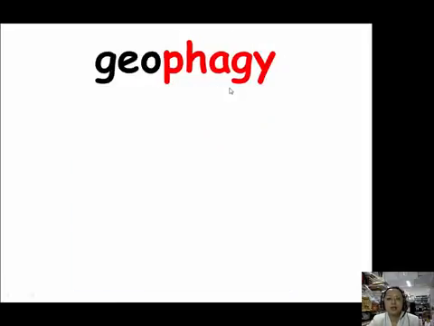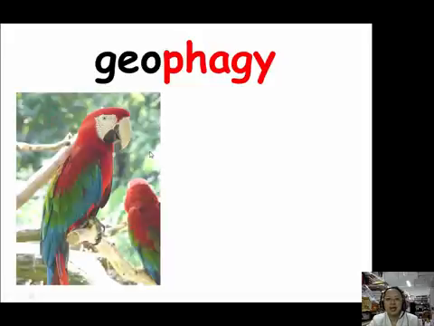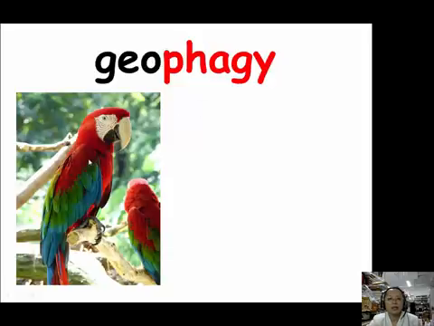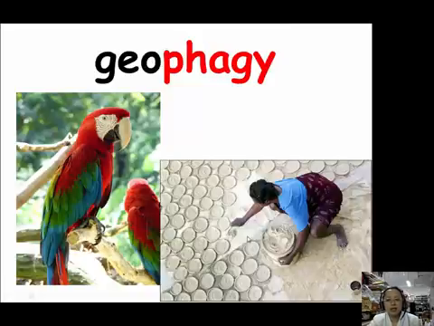For the suffix phagy, our example is geophagy. What is geophagy? It is also called geophagia. The prefix geo means soil. Geophagy is the habit of eating clay or eating earth, like parrots. Some parrots will eat clay or soil, so we can say that they have geophagy. In some areas of the world, people will eat mud cake, and that is also one form of geophagy.